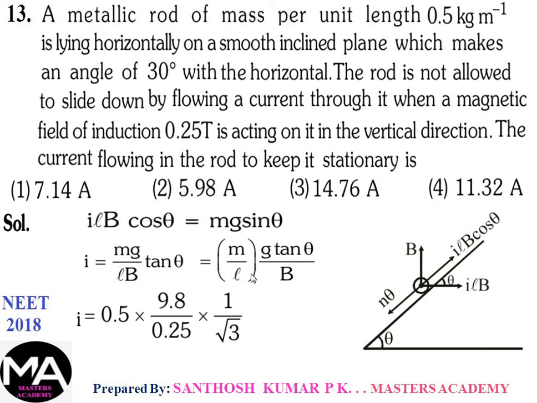M by L, mass per length. Okay, it is mass per unit length. They have given 0.5, g 9.8 and magnetic field it is 0.25 and tan theta that is 30 degree. It is 1 by root 3. On calculating, you will get 11.32 ampere. Option is fourth one, 11.32 ampere.